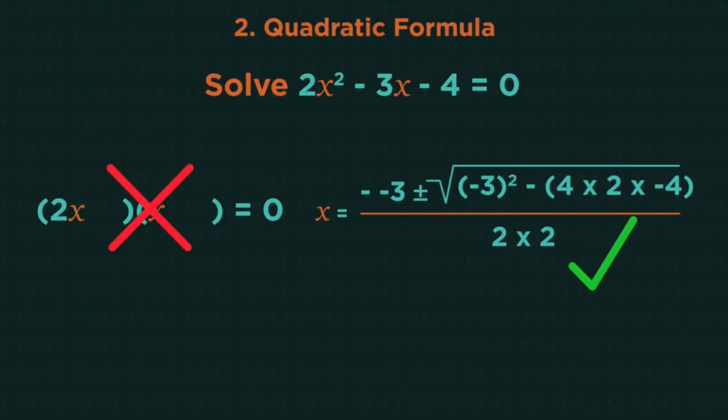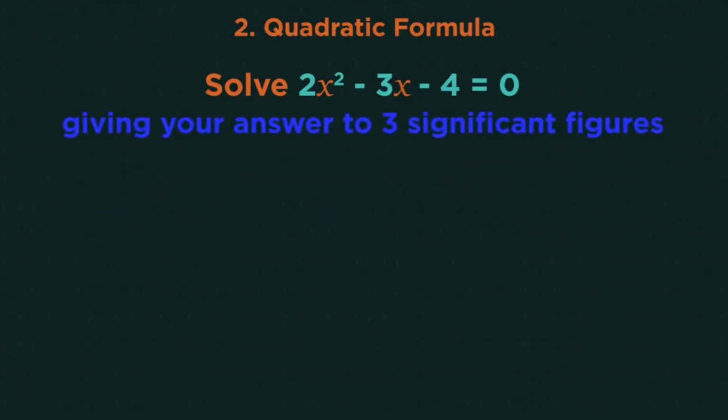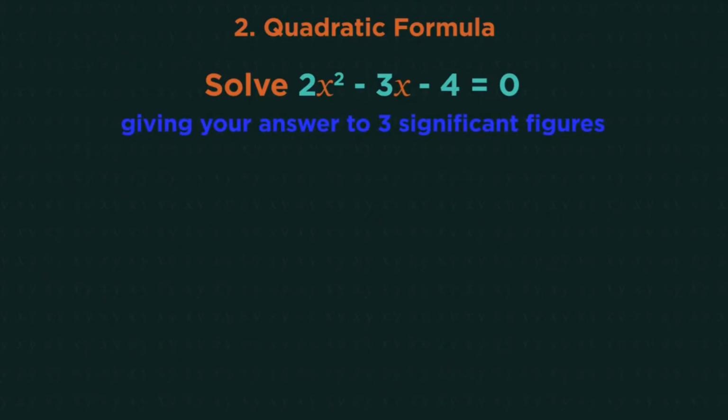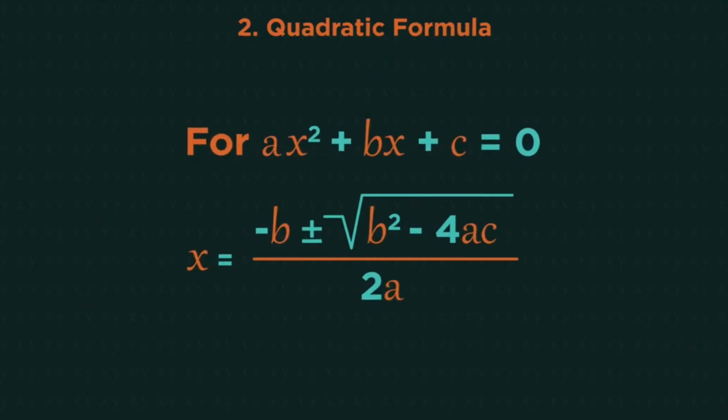Factorising is easier to do, so it's better to check for that first. However, if you can't factorise, then we can use the quadratic formula instead. If the question says giving your answer to 3 significant figures, or giving your answer to 2 decimal places, it means these quadratics cannot be factorised. So straight away look to use the quadratic formula. So let's have a look at how to use the quadratic formula to solve quadratics.